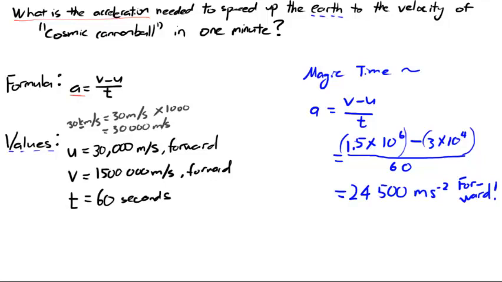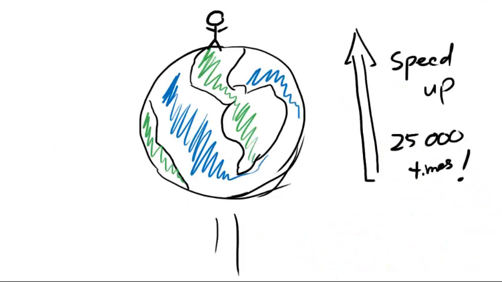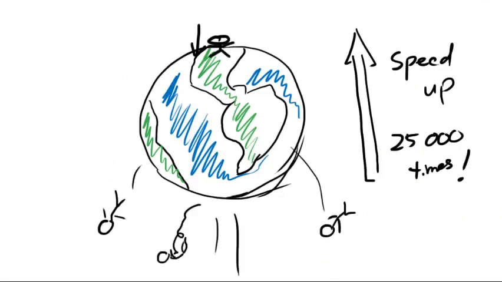Well, this acceleration is really intense. It's too intense. Earth's gravity is only 9.8 meters per second squared. The acceleration that you calculated is 25,000 times the gravitational force of Earth. What will happen? Perhaps the people on one side of the Earth will be flattened by the force, while the others will be swung away from Earth.